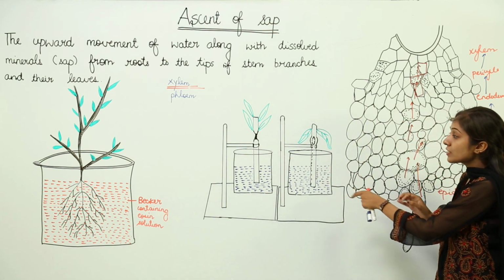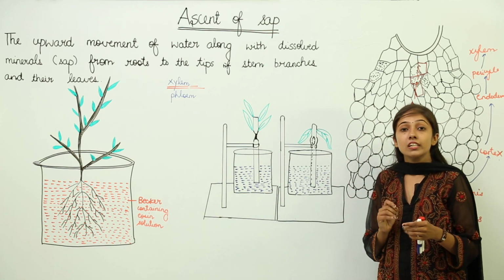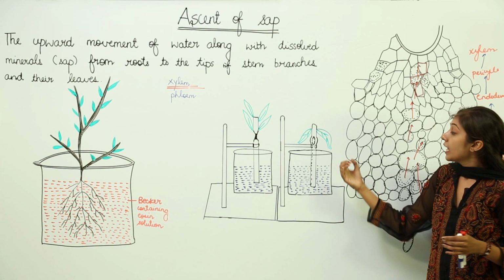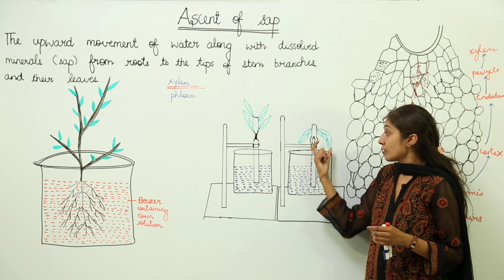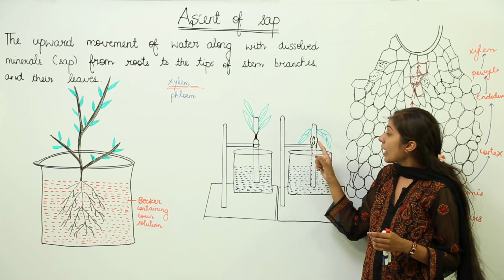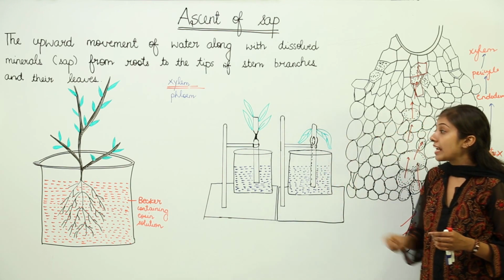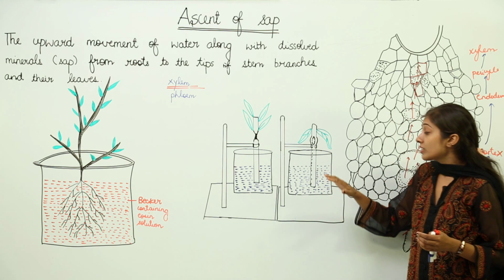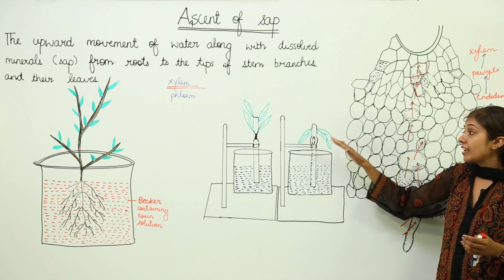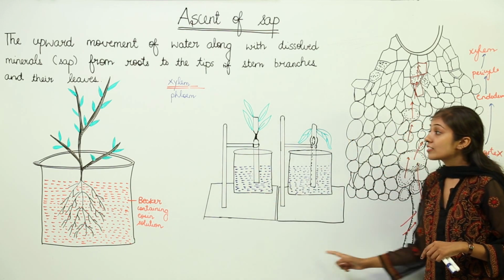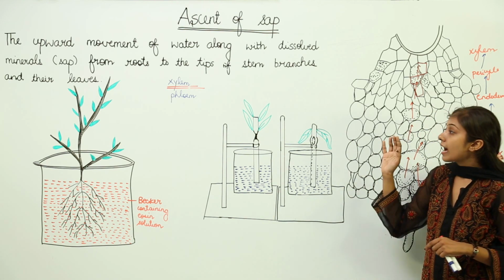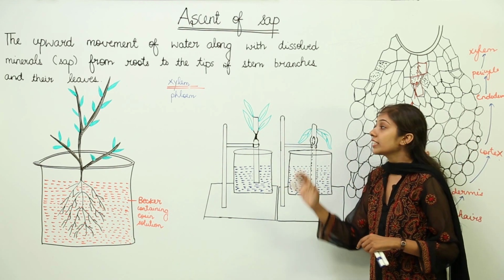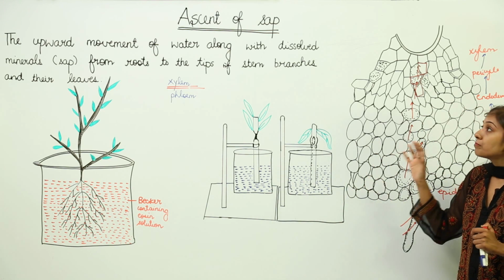Now, in the second case, we have removed the xylem tissue. So, there is a break here, means there is no continuous flow of water. That is why the leaves are going to be flaccid, they are going to shrink because they are not going to get water. So, in this apparatus B, the leaves will become flaccid. So, this experiment as a whole is going to prove that xylem is the tissue responsible for the conduction of water and minerals.